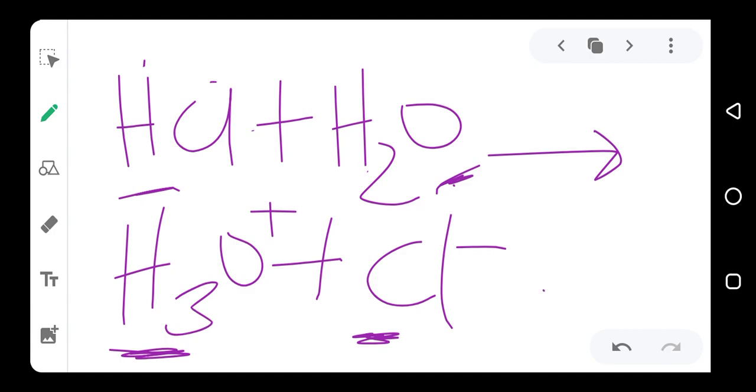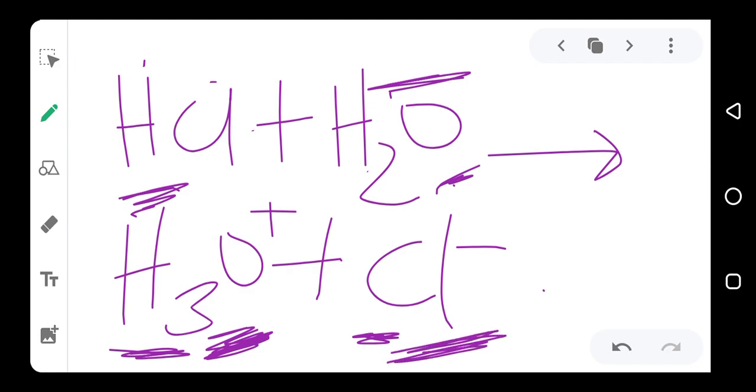Let me talk about this again. This is an acid, this is a base. Now this is a conjugate acid because it is from a base, while this one is a conjugate base because it is from an acid.